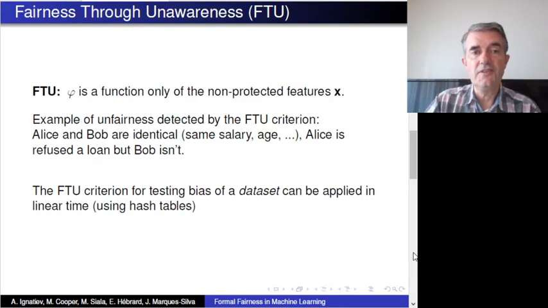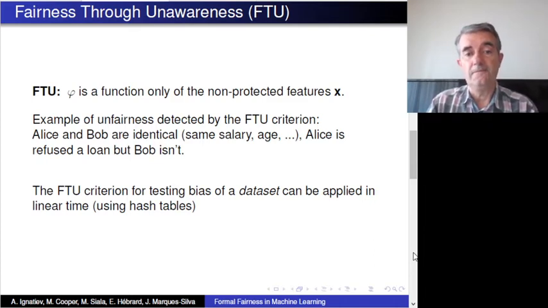Now, the criterion, which is fairly obvious to decide whether a model is fair or not, is that it is only a function of the non-protected features. So this is called fairness through unawareness. Now we can detect unfairness by exhibiting two examples. For example, Alice and Bob, who are identical in terms of salary, age, etc., with unprotected features, but differ obviously in gender. Alice is refused a loan, but Bob isn't.